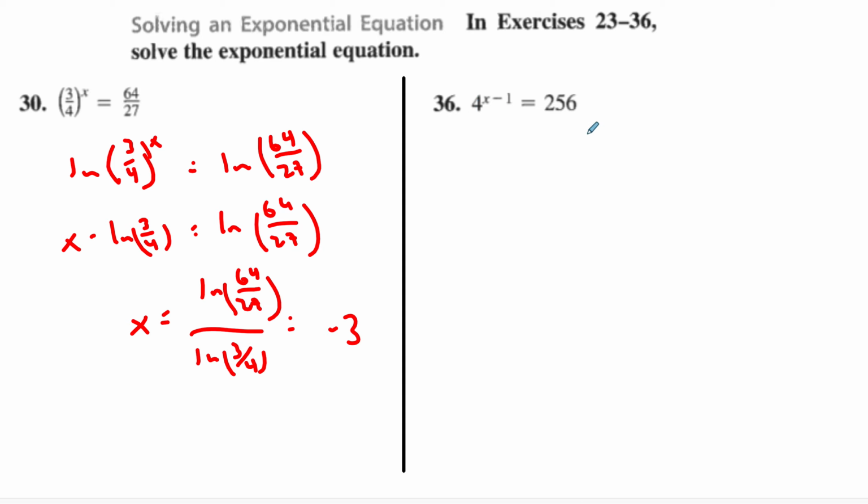Okay, same idea here, except we could just write this as log base 4 of 256 equals x minus 1, right? Now, if you don't know it, ask: 4 to what power gets you 256? Go ahead and figure out what that is, which is 4. So it turns out the log base 4 of 256 is 4. Add 1 to both sides, x equals 5.